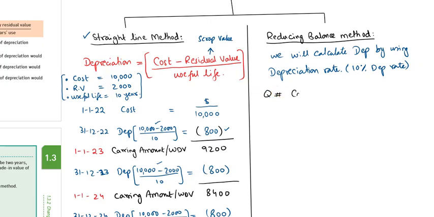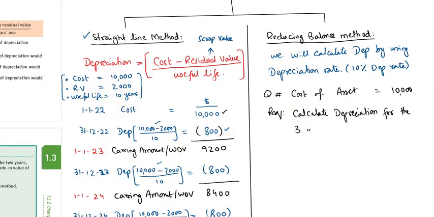Cost of asset is 10,000, and the depreciation rate is 10%. We have to depreciate the asset for 3 years. The requirement is to calculate depreciation for 3 years. Okay. So we are going to calculate depreciation for 3 years.